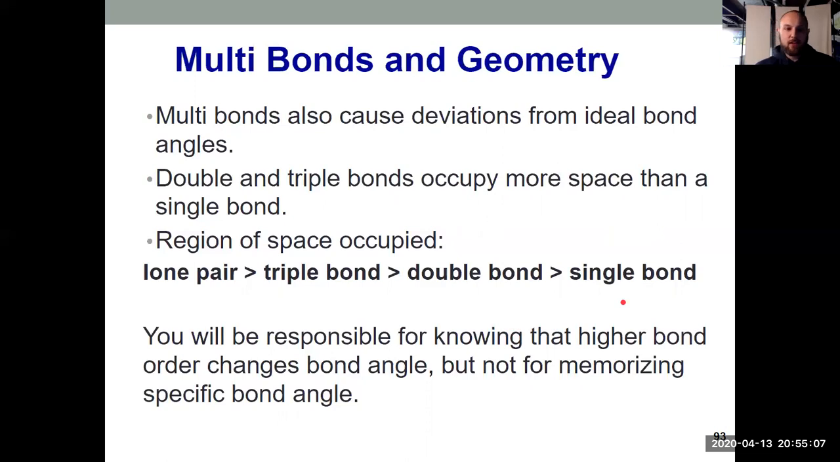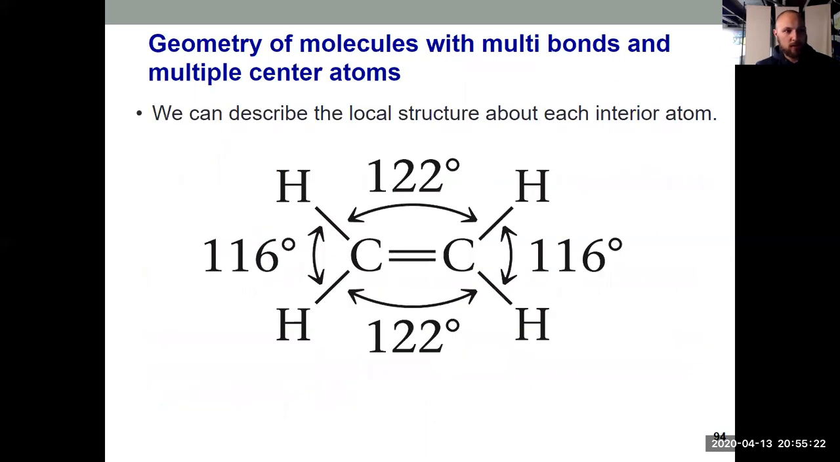Now, for any deviations from the ideal bond angle, you will never have to memorize what the specific bond angle is, like the 107 in ammonia. Just know that if we have lone pairs or higher order bonds, it makes the bond angle for everything that's left smaller, which is what's shown in this slide right here.